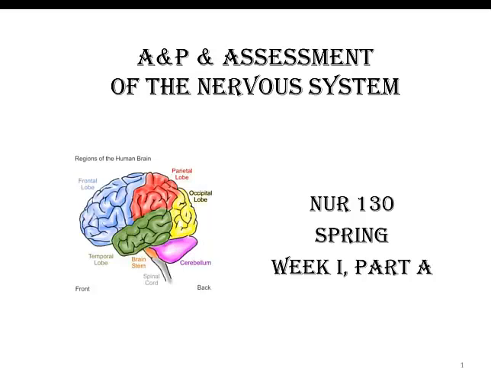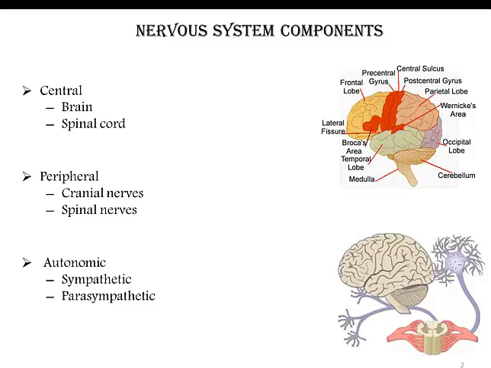Welcome to Neuro. We're going to start with a review of anatomy and physiology. The central, peripheral, and autonomic nervous system are all components. The central nervous system includes the brain and spinal cord and contains the majority of axons and synapses. The peripheral nervous system includes the cranial nerves and the spinal nerves.